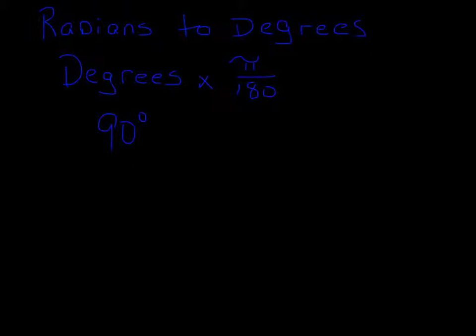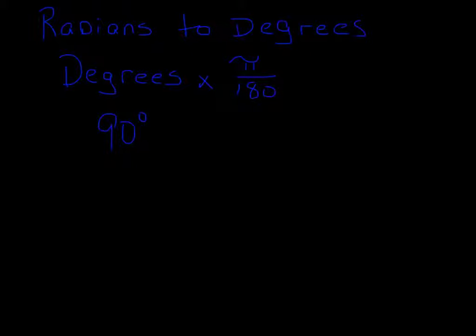Let's take a look at converting radians to degrees, and then we will also look at the opposite process, going from degrees to radians. As we talked about before on the unit circle, it's broken up in terms of pi. Pi is 180 degrees, or halfway around the unit circle, and 2 pi is all the way around.